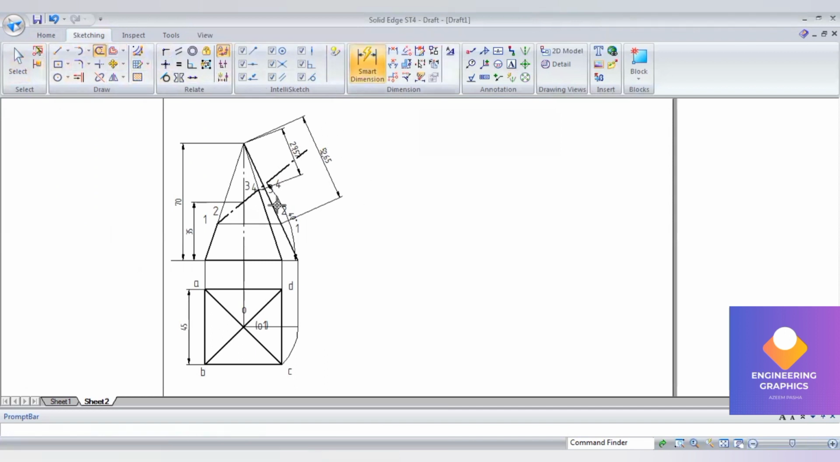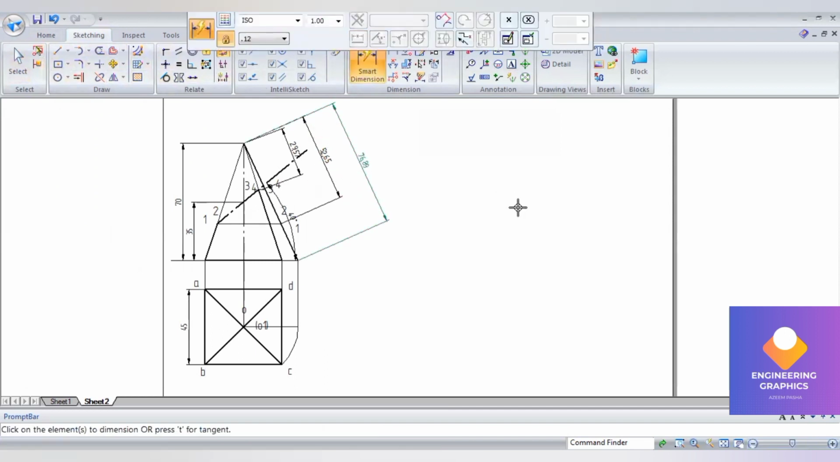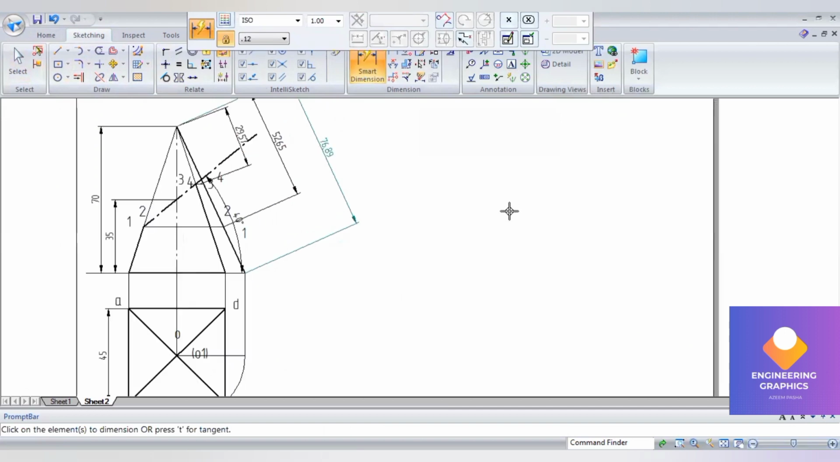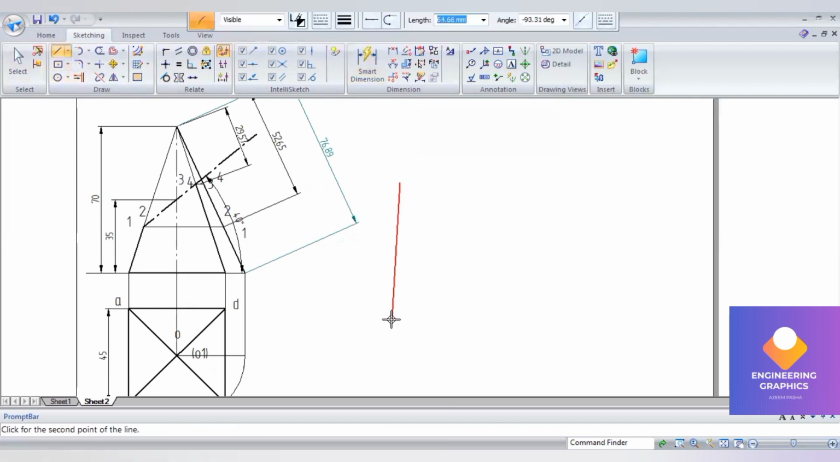Okay, this is drawn with the slant edge length, so we have to find out the slant edge, that is 76.889, that is what we are getting. So draw a vertical line of 76.89, enter, and here go to arc by center, measure this length and draw an arc.